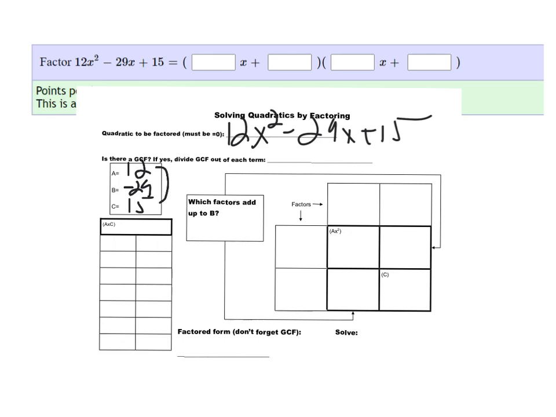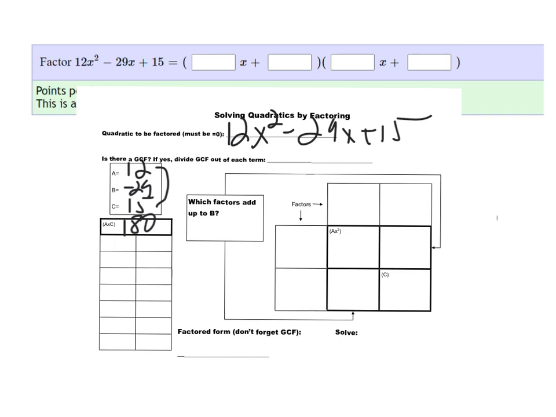So A is 12, B is negative 29, C is 15, and now I've got to multiply 12 times 15. So I'm pretty sure that's 180. 12 times 15 is 180. And then we could ask ourselves, what are the factors of 180? Well, let's see. That'll add to negative 29 is the issue. So there's a lot of different factors.